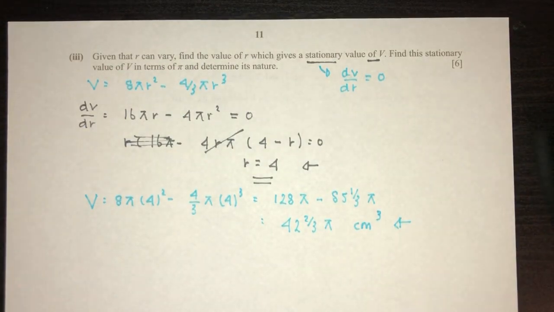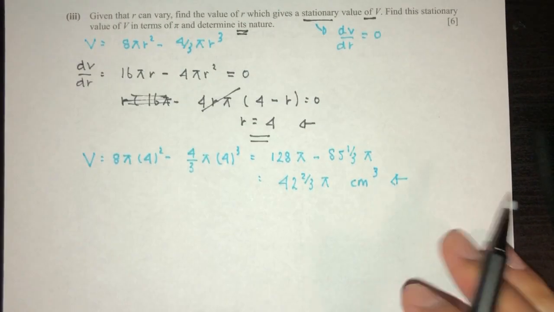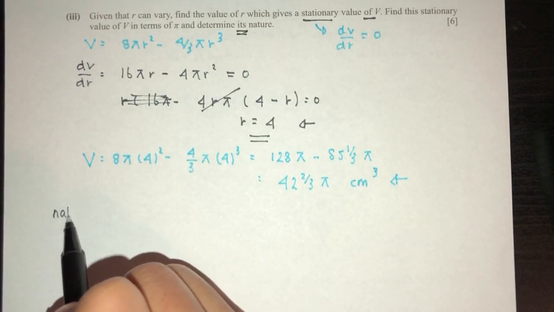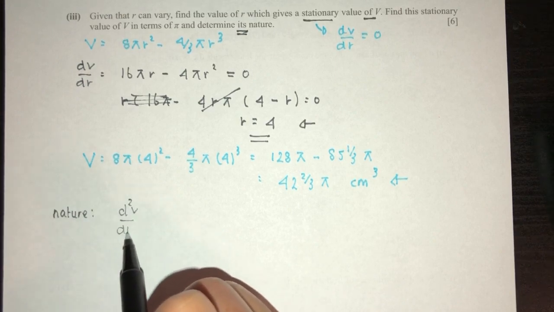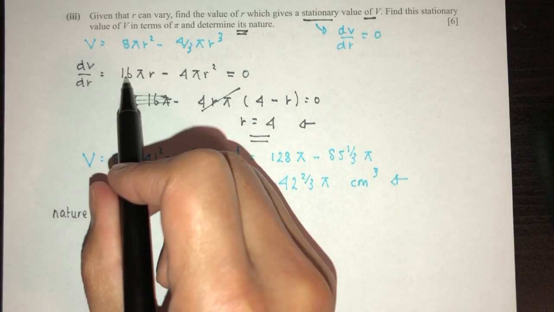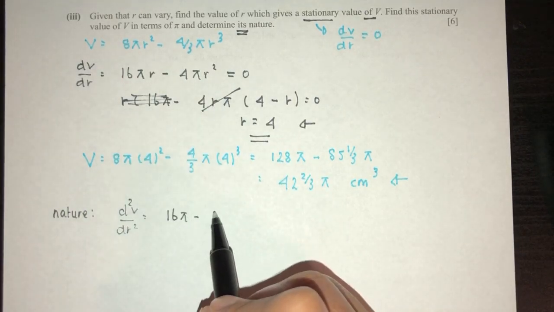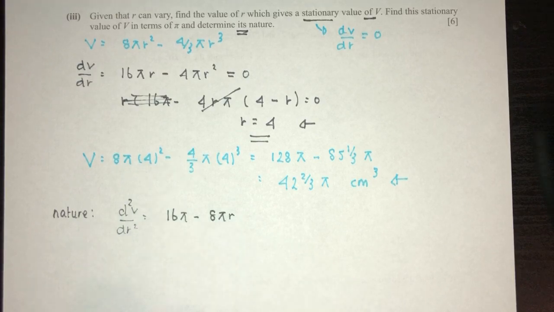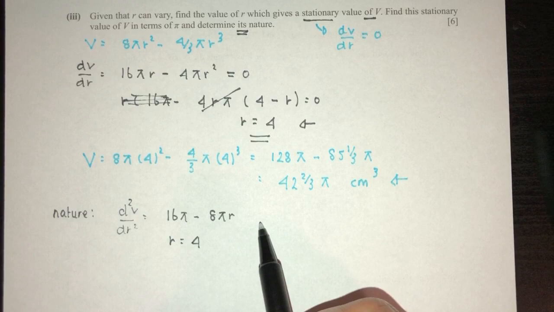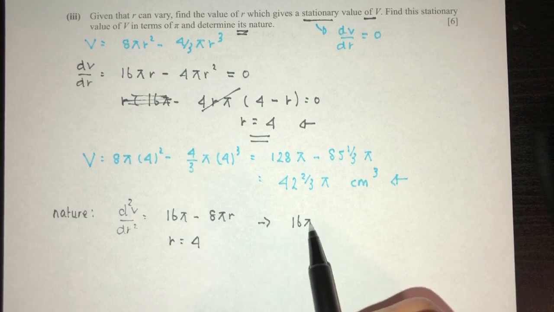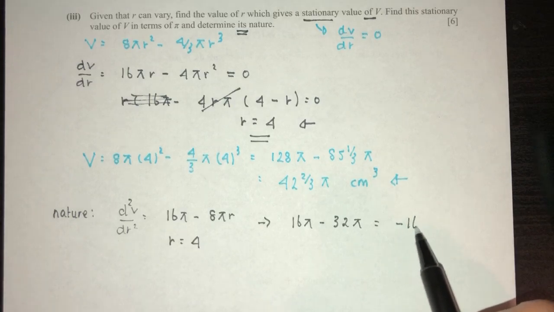And finally, we have to find the nature of this value. So to find the nature, we have to, of course, look for d2v by dr square. So we have to differentiate this again. That will become 16 pi minus 8 pi r. So we have to replace the value of r by 4 to find the value. By doing this, you will have 16 pi minus 32 pi. That will become minus 16 pi.